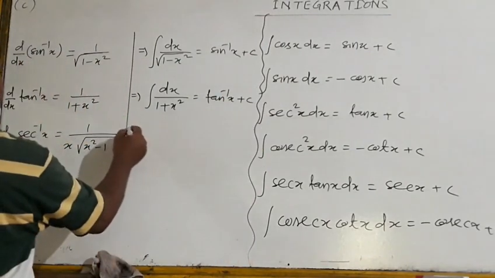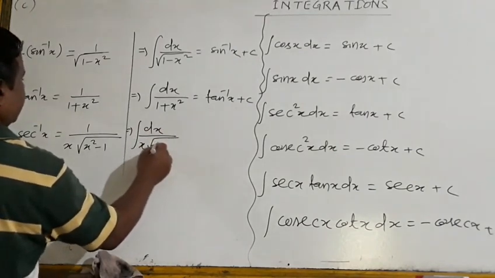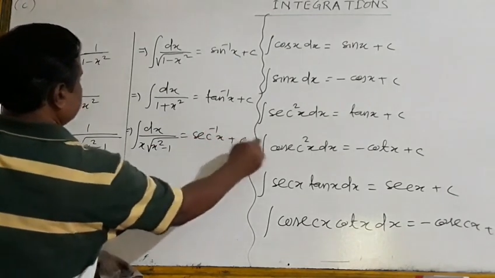The integration of 1 by x root over of x square minus 1 is what? It is sec inverse x plus c.